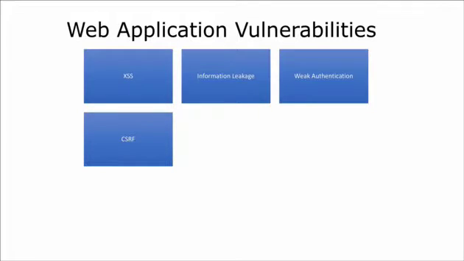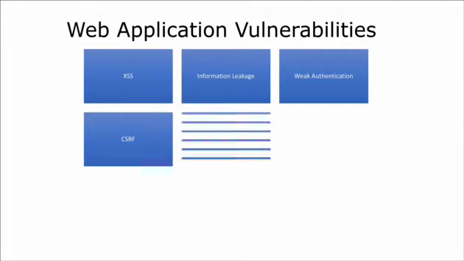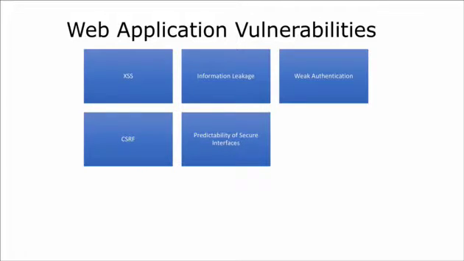Cross-site request forgery is similar to cross-site scripting, but it is more on the server side. And then predictability of secure interfaces. What do I mean there? A very good example is WordPress. If you want to go to the admin page and log in as an administrator, you literally just put /wp-admin in the WordPress site URL.